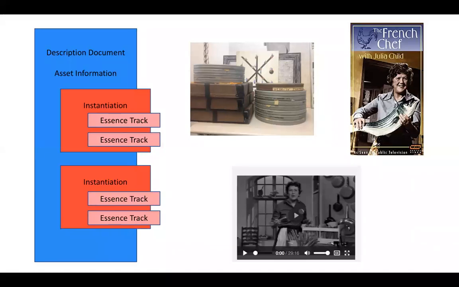And then each one of those instances is essentially a different instantiation, which you'll see as contained within the asset. And the instantiation is a manifestation of the asset that is embodied in a physical or digital form, such as the tape or video file or audio file. And generally, each of the instantiations contains the same intellectual content.